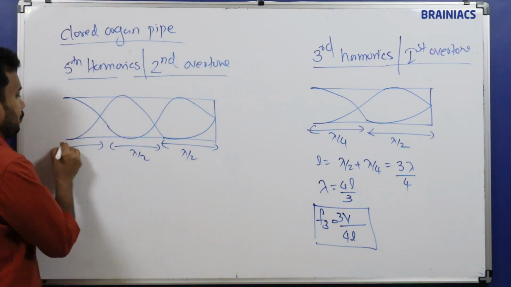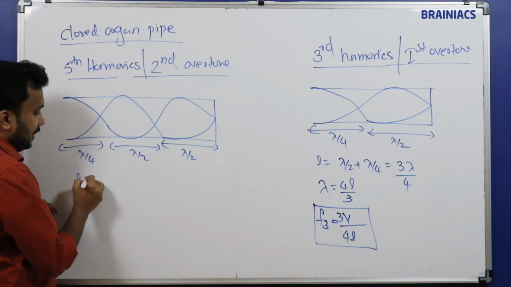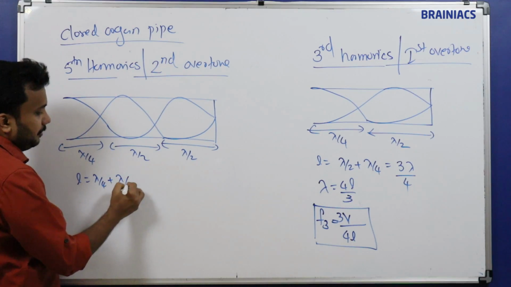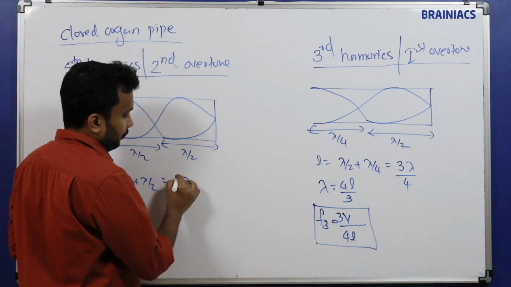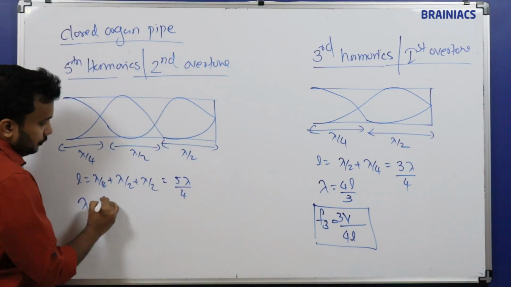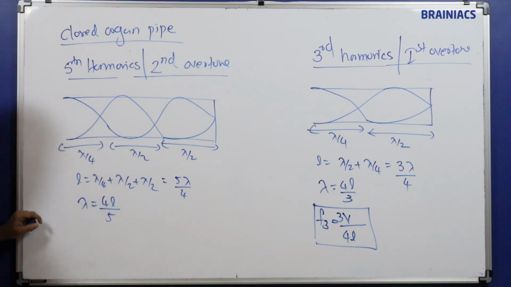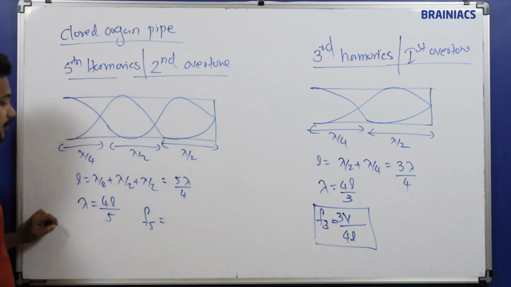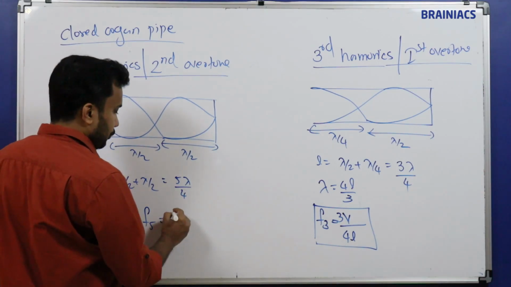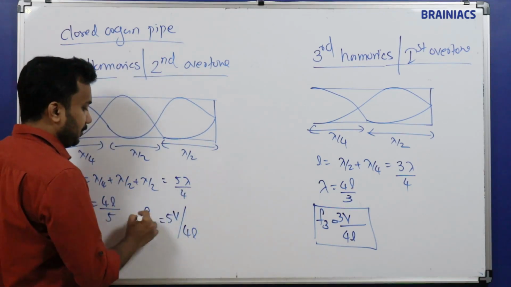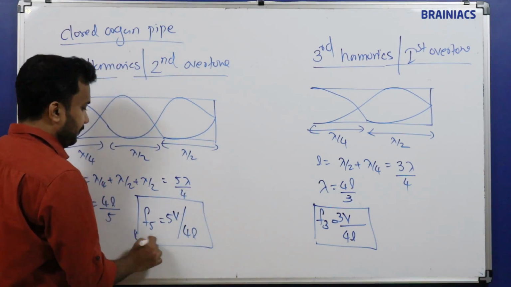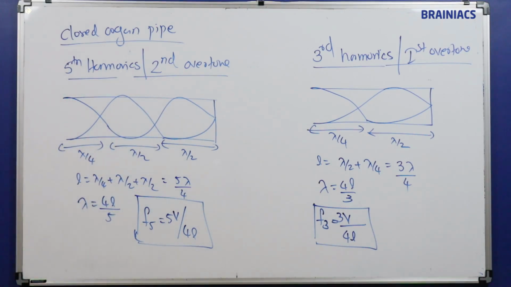Lambda by 2, and here lambda by 4. So L will be equal to lambda by 4 plus lambda by 2 plus lambda by 2. So I will get 5 lambda by 4. So lambda is equal to 4L divided by 5. Now the fifth harmonic F5 will be equal to V by 4L divided by 5. 5 will go to the numerator. It becomes 5V divided by 4L. Here also we are going to write some key points based on the previous one.